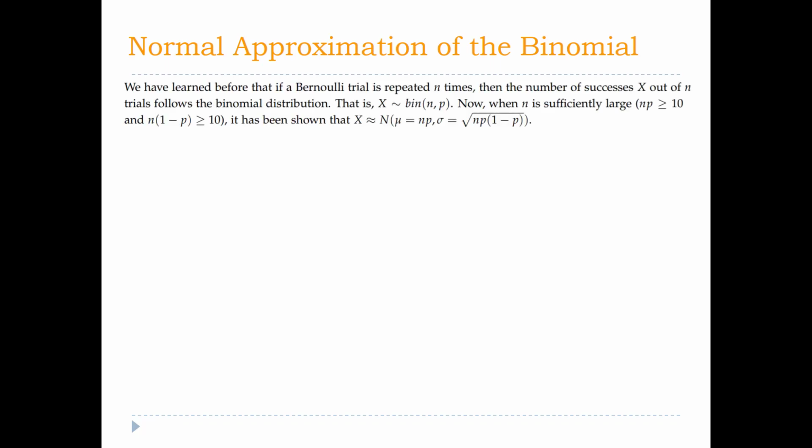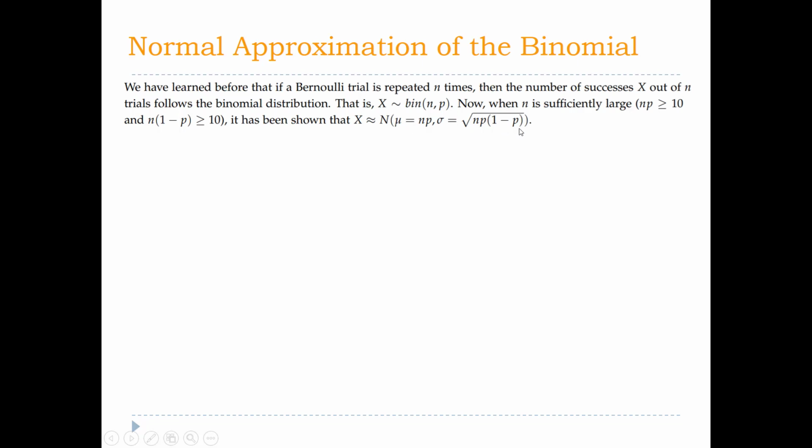So we have learned before that if a Bernoulli trial is repeated n times, then the number of successes x out of n trials follows the binomial distribution. That is, x follows the binomial with parameters n and p. Now, when n is sufficiently large so that n times p is at least 10, and n times 1 minus p is at least 10, it has been shown that x will be approximately normal with a mean equal to n times p and a standard deviation equal to the square root of np times 1 minus p.